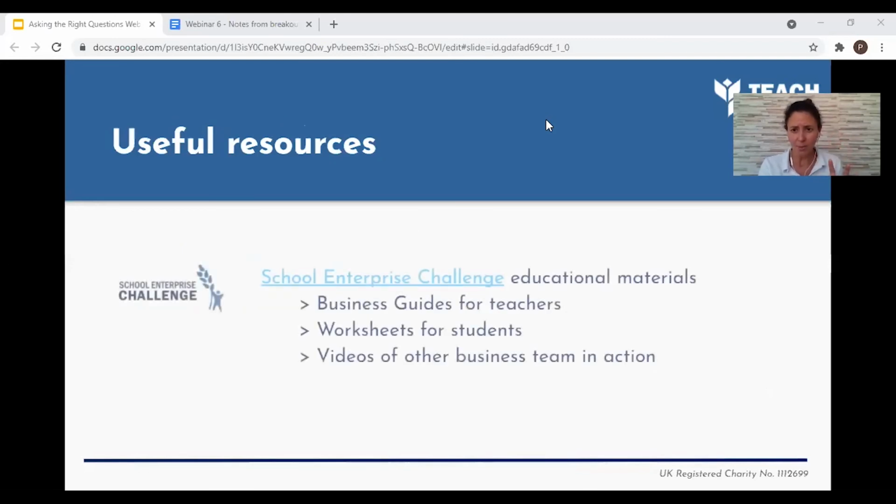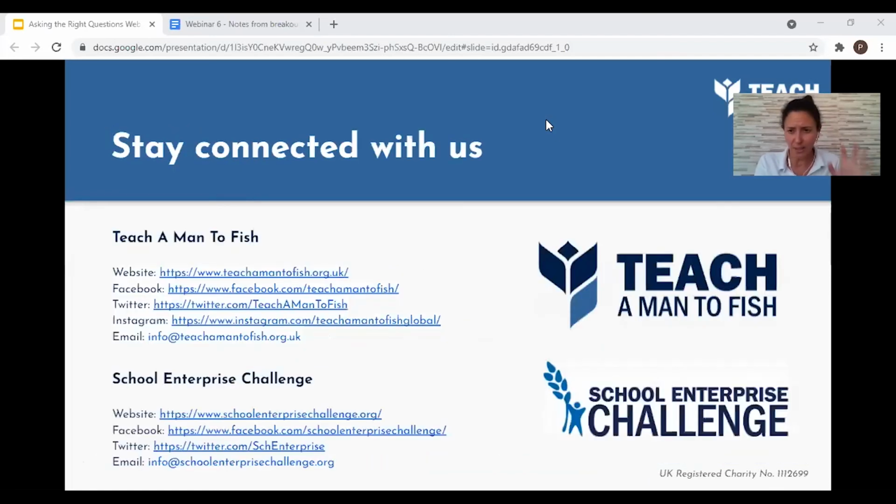So quickly, in terms of useful resources, there's no better resource than our program, the School Enterprise Challenge, and that's everything you can get for free, as we said before. That will include business guides for teachers, worksheets for students, and videos of other students' business teams in action. If you got inspired last week by that Q&A, come and join us in the program, because there are plenty of other videos that can get you inspired, with teachers and students showing and learning from their work. So stay connected with us. Everything is going to be shared on the slides.